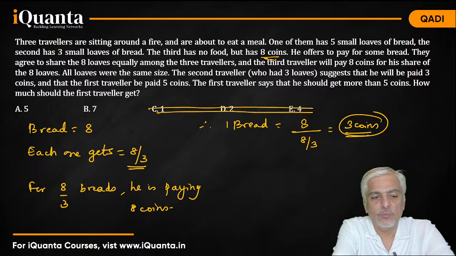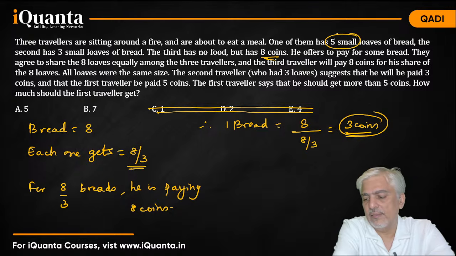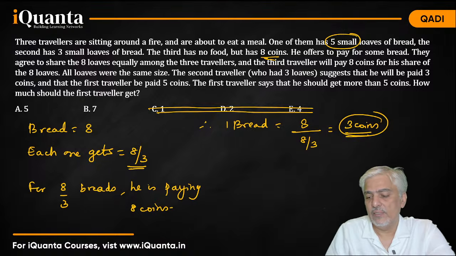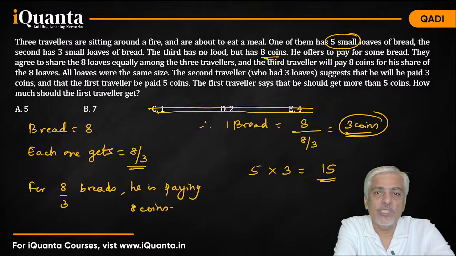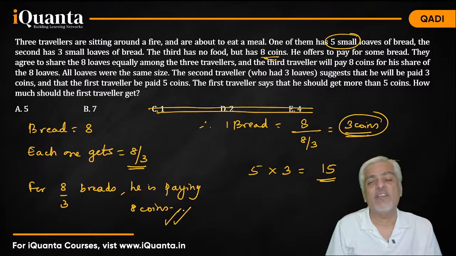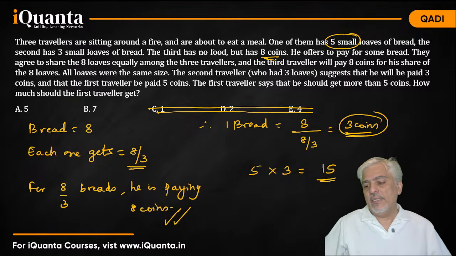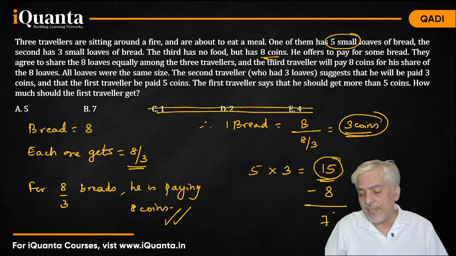Now, the question is how many coins should the first person get, and the second person get. The first person had 5 breads. So for 5 breads, his value is 15 coins. If the third guy is eating worth 8 coins, everybody is eating the same amount. If I am the first person, I have bread worth 15 coins, but out of that I am eating bread worth 8 coins, so the cash I should get back is 7 coins.